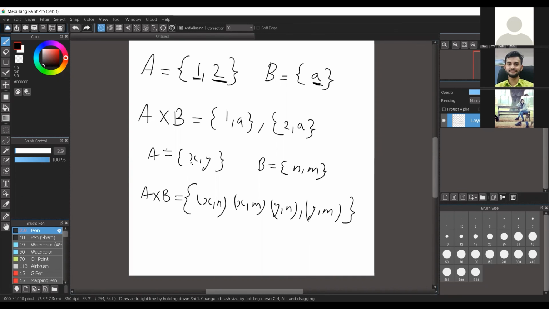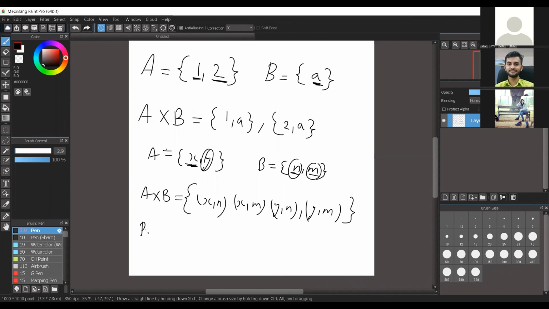Here the order matters. We can't go like first (Y, N) then (X, M). No, we need to go in order. We start with the first element and the first element, again the first element and the second element. We complete it, then we go to the second element with the first, then again the first element, the second element. You got it? This is A complement B.